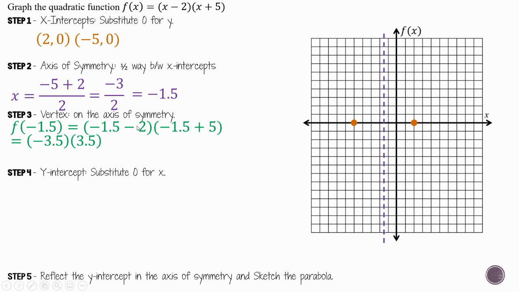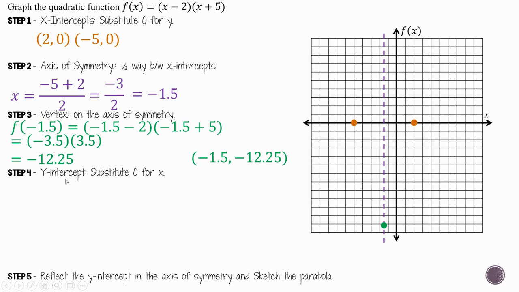So by order of operations, we do the subtraction inside the parentheses first and the addition inside that parentheses. Then we'll do the multiplication. Negative 3.5 times positive 3.5 is negative 12.25. So the vertex, we've substituted negative 1.5 in for x, and we got negative 12.25 for y. So then we would plot that point, estimate. I know it's not a lattice point, so just do your best.